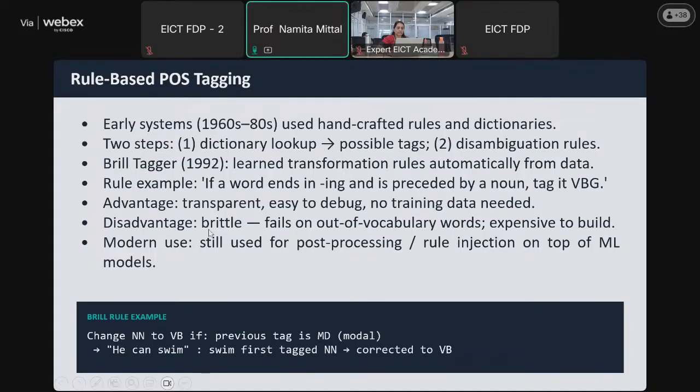Disadvantage is that it is brittle. It means it fails on out of vocabulary words. There may be many words that are still not part of the vocabulary or the dictionary. Then how do we handle it? At that time it fails, and immediately we have to build rules. That may be expensive because we don't understand the meaning of that, and it has to be dug into. Modern use: still used for post-processing, rule injection on top of the ML model.